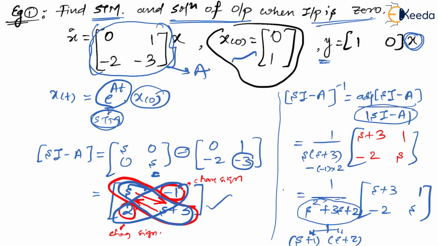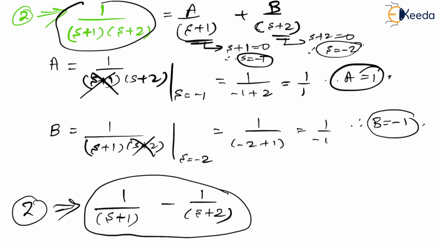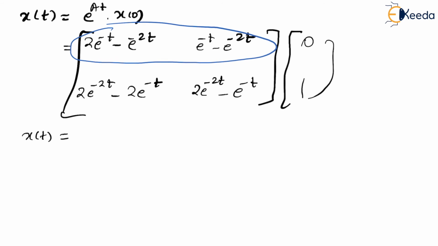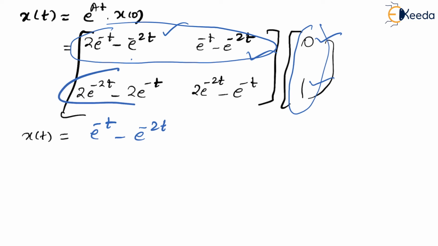See, x naught is given as 0 1, right? You please just replace that. So what do you find here is x of t equal to, row by column, right? So this row into this column, what do you get? This into this becomes 0, and this into this is what you get. So you get e to the power minus t minus e to the power minus 2t.